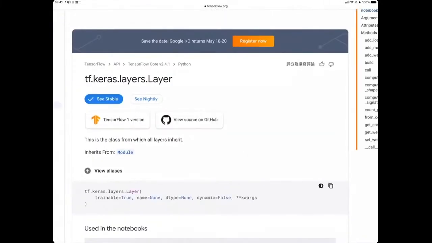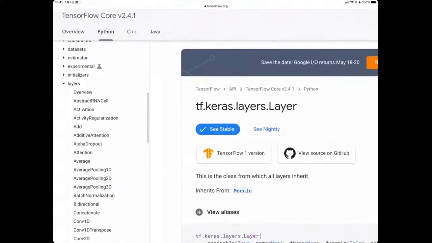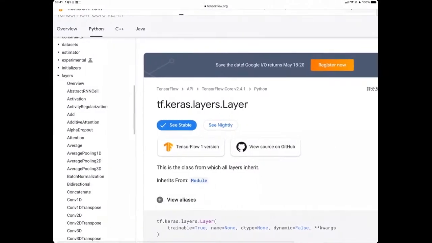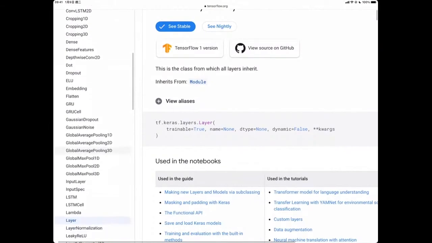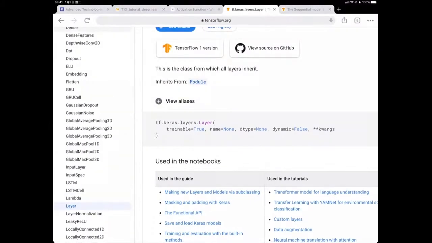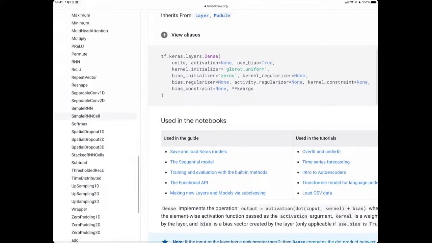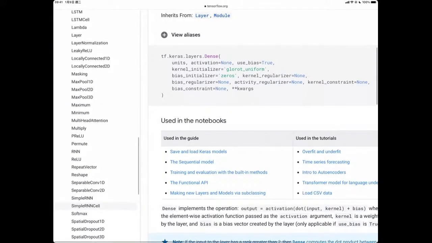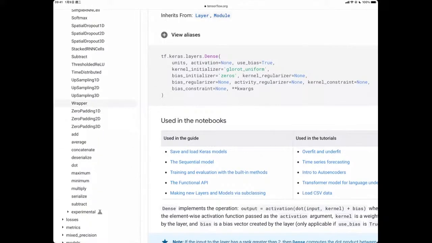TensorFlow Keras has this big class called layers. At the left hand side, there is a category called layers, and you can see there are a lot of different layers right here. Dense, and if you take a look at the left hand side, there are a lot of different layers, for example convolution layers, LSTM, something like that. We'll talk about them later. So make sure you understand all those things.